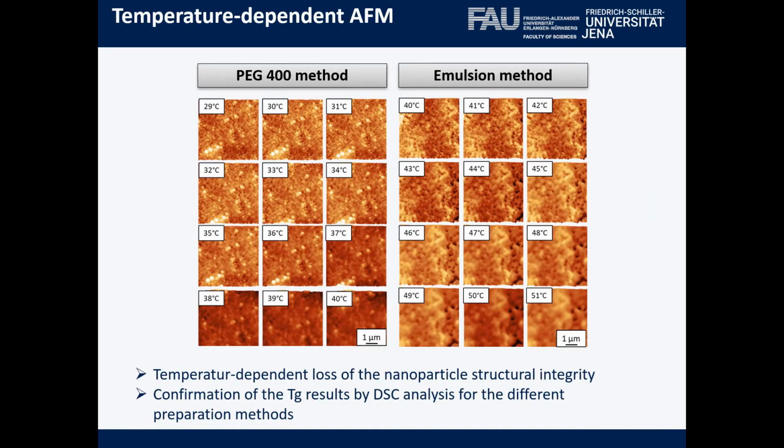We also used temperature-dependent AFM measurements to investigate our particles, and what we found was that our particles lose their structural integrity in dependency of the temperature, and we also saw that this happens in the temperature range of the Tg which was obtained by the DSC analysis, and therefore we were able to confirm our DSC results.